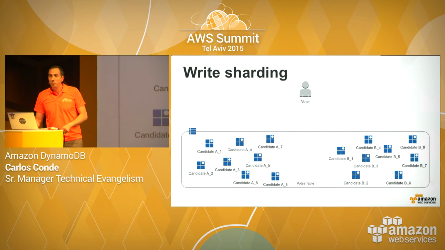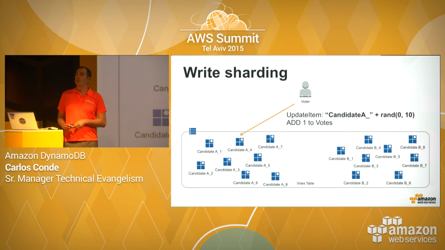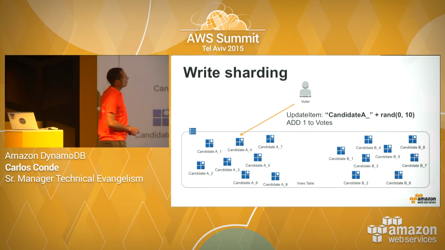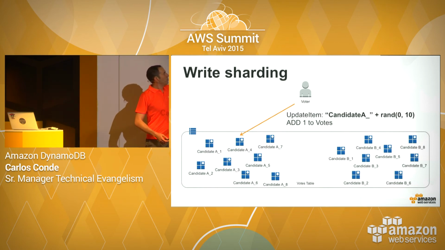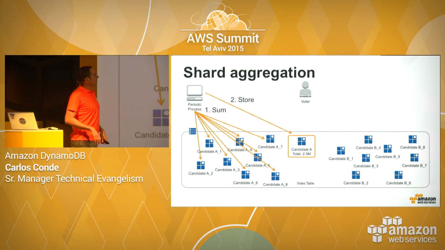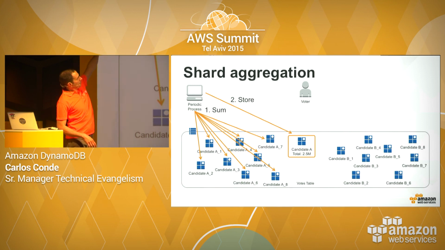Now, from an application perspective, pretty straightforward. You almost don't have to change anything, assuming that your randomization function can distribute the spread around all the different shards. So you just update randomly one of the candidates, and you add one vote. So your query is going to go to one of the candidates. Now, you're going to have another process that is going to periodically query all the candidates A, do the sum, and update the master candidate here with the total count.